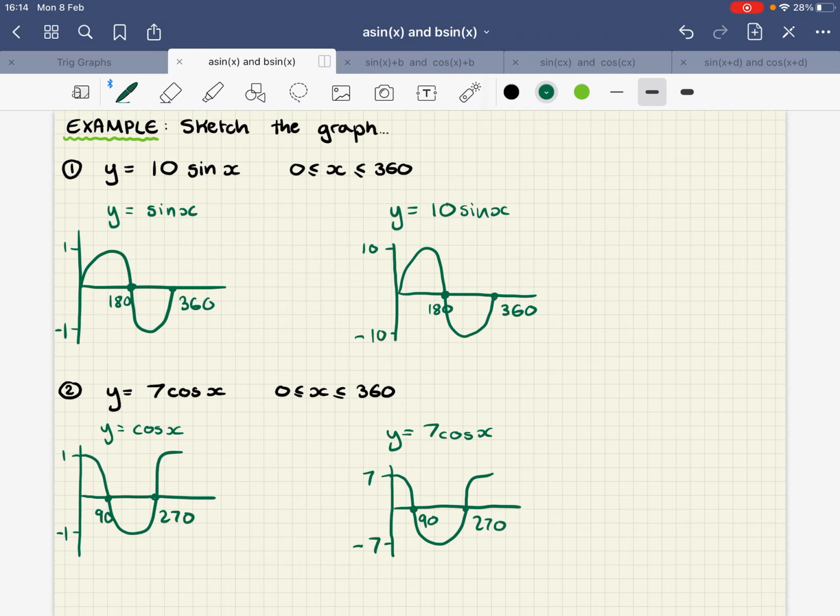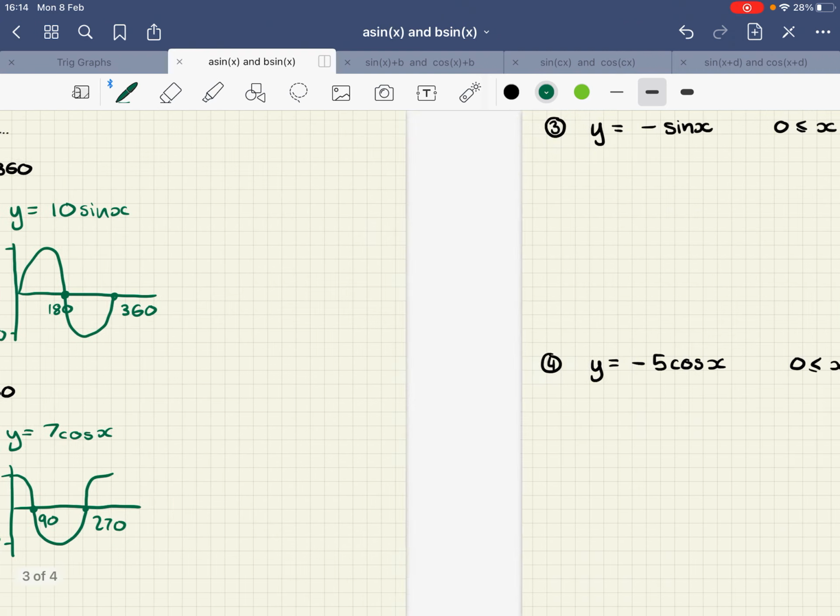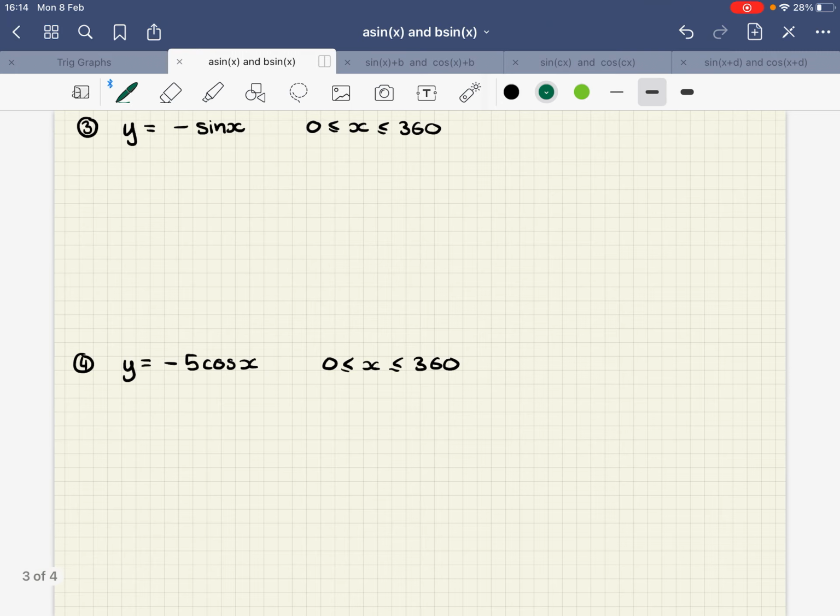And you can see here how rough these sketches are. I'm just getting the general shape down. I'm just getting the key points written on the graph. It doesn't have to be a perfect bit of art. So let's take a look at these two here. So again, I'm just going to sketch out my basic sine graph. That was really wonky, actually. So that's my basic one.